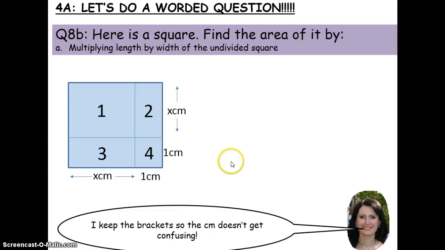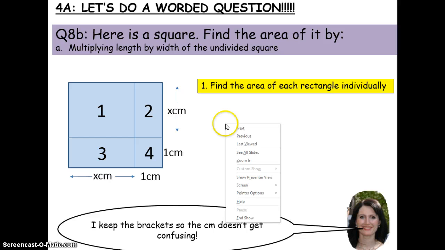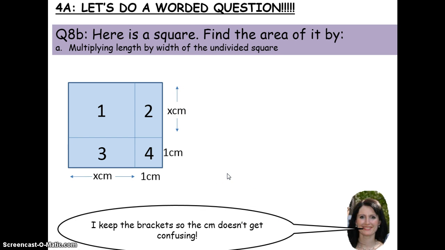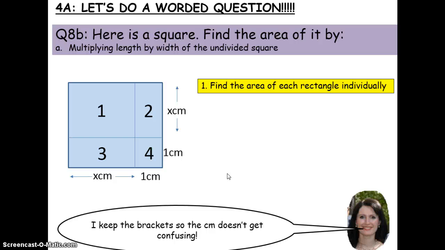Let's do the next part of it. In part 2, they ask us to multiply just the length by the width of the undivided square. So this is x centimetres here, and this is 1 centimetre. That means that the whole length is x plus 1 centimetres. This here is x centimetres, and this is 1 centimetre. So that is x plus 1 centimetres again. So it's (x plus 1) in brackets centimetres squared. We can expand that as well. And that's all.